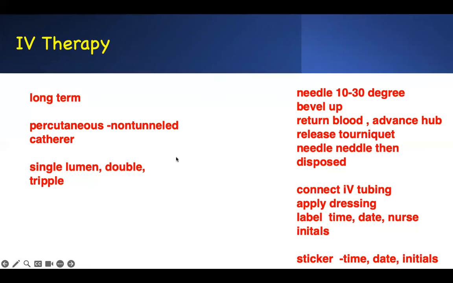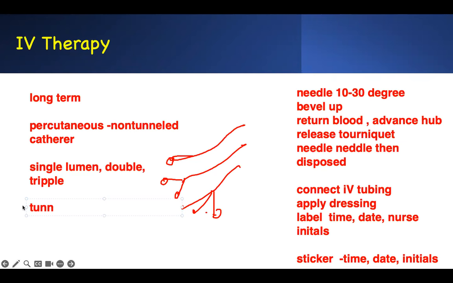This is the catheter. It has just one lumen at the end, or it can have one catheter and two lumens, or one catheter and three lumens, like that. So you can use these three lumens for whichever purpose you want. This is the first one.